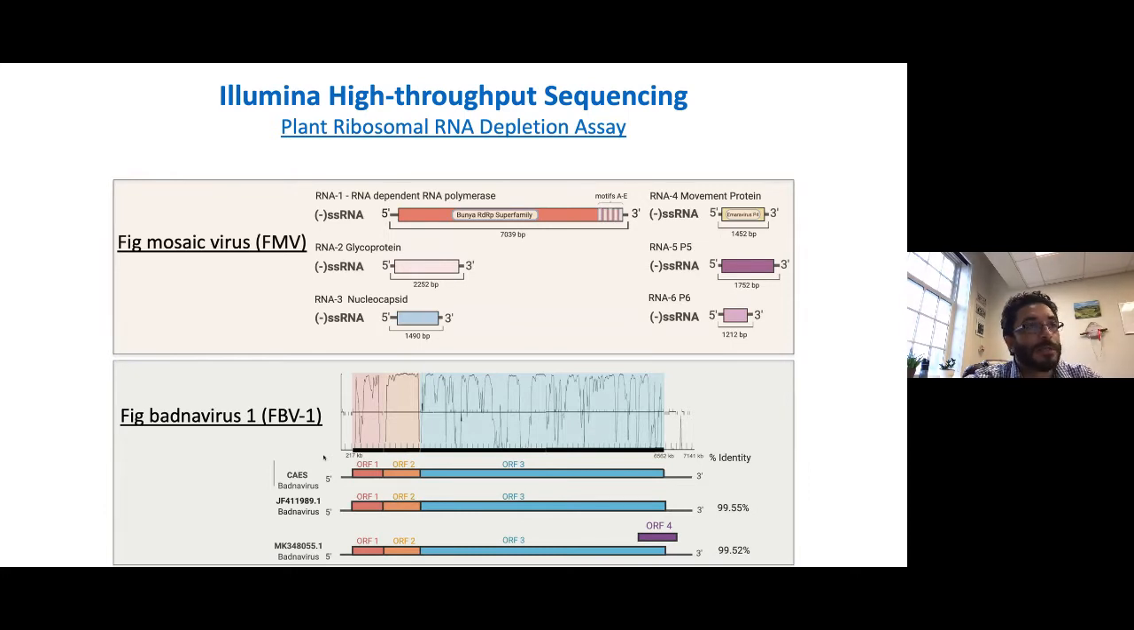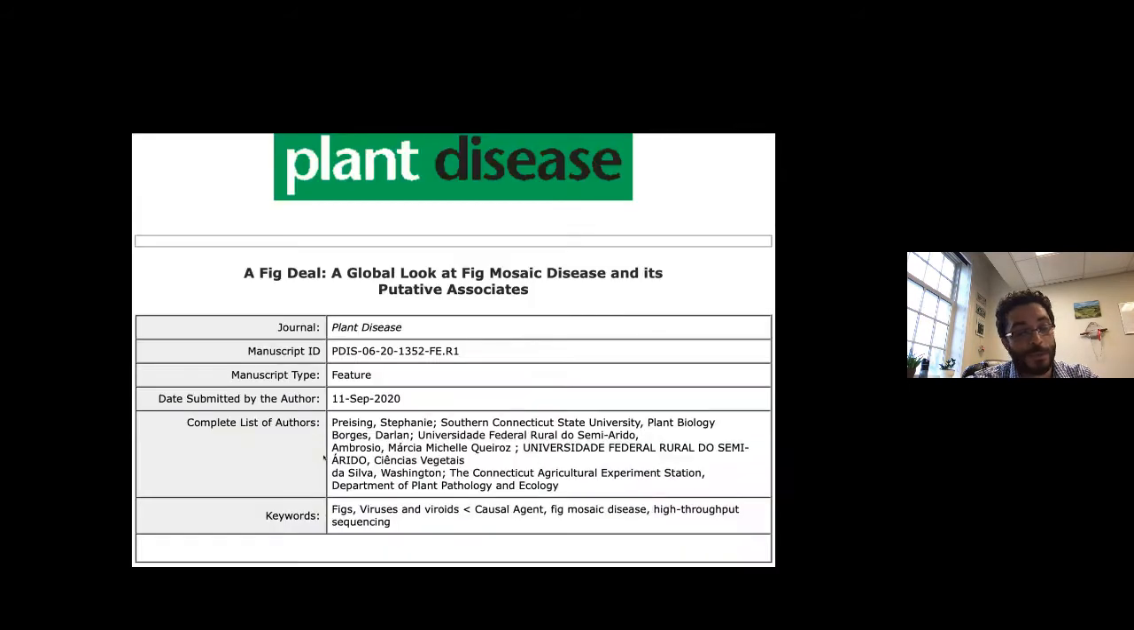And it was quite interesting work. I had 2 brilliant students, Stephanie Praising. She was from Southern Connecticut. Now she's pursuing her PhD at Cornell. She started just last semester. And then the other one was Darlan Borges. He's from Brazil. He was here for 1 year in my lab. He's finishing up and he's defending his thesis next week.